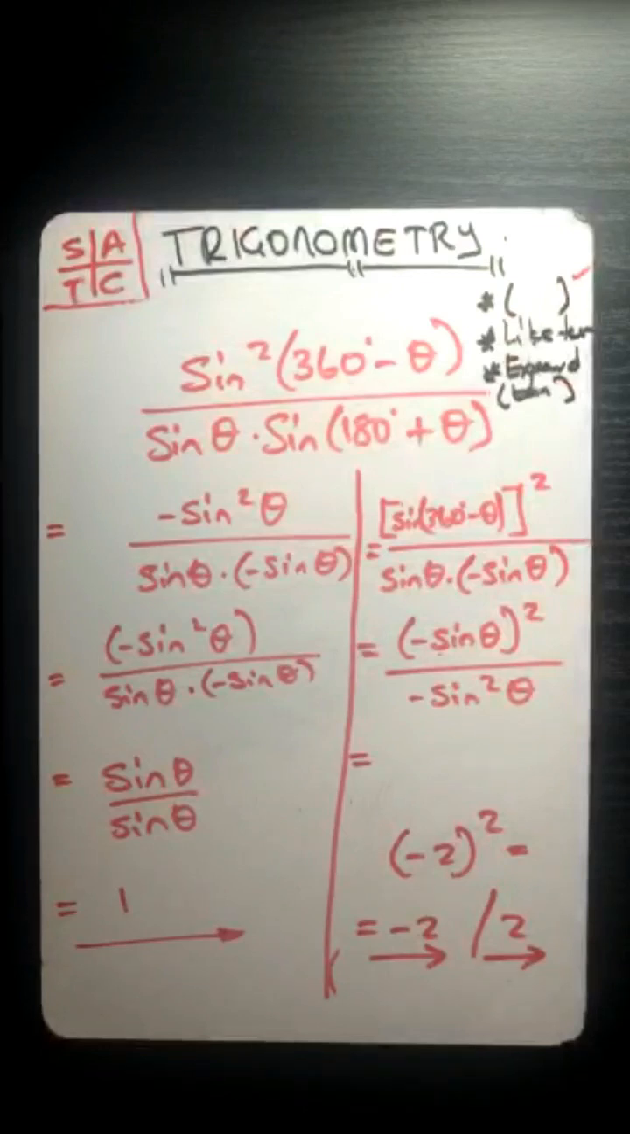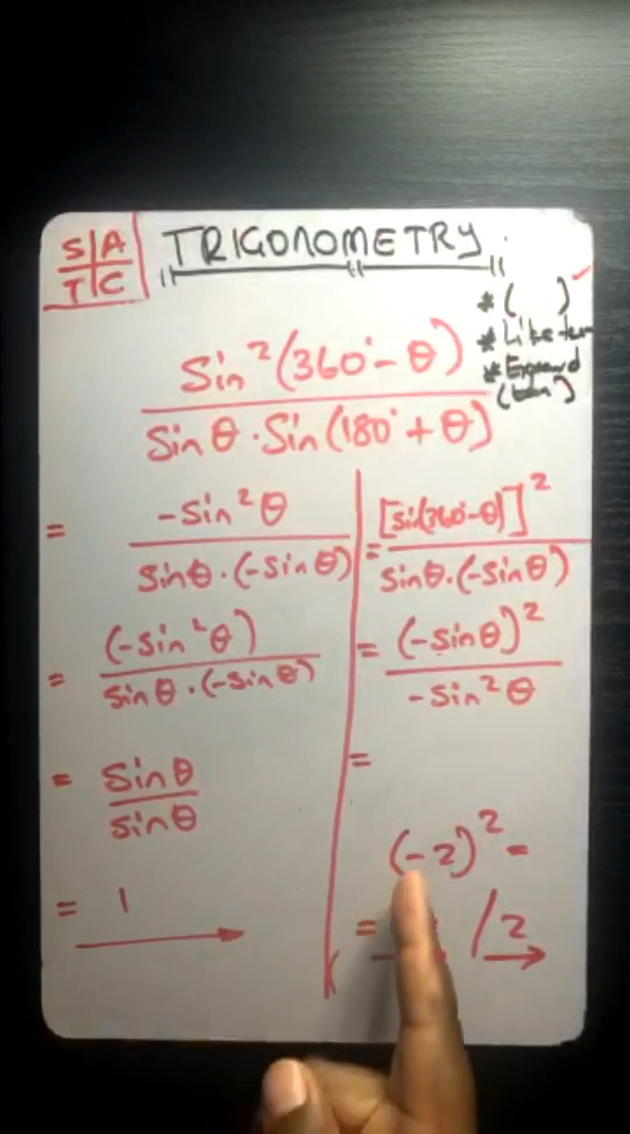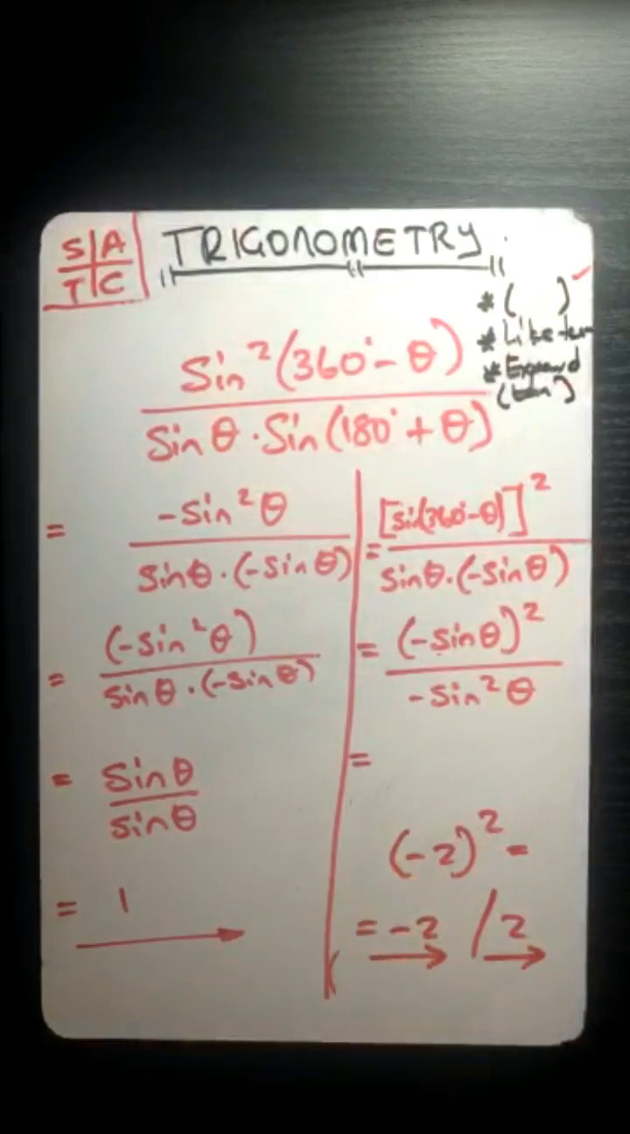Someone punched it and it gave them 2. What makes it to be 2? Because we have a negative there. Why is it not negative 2?